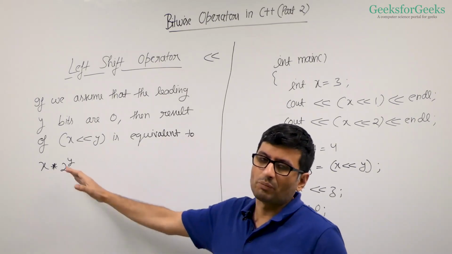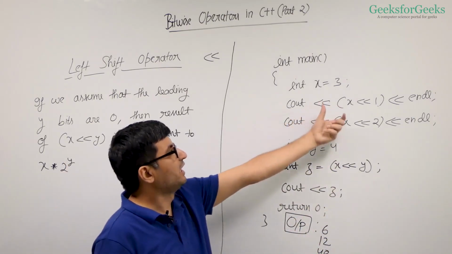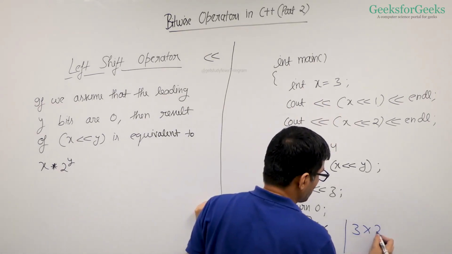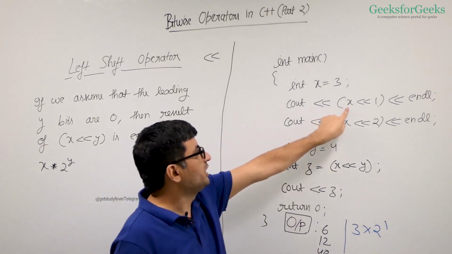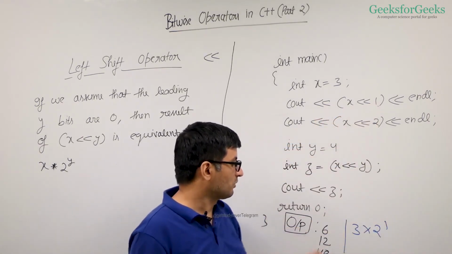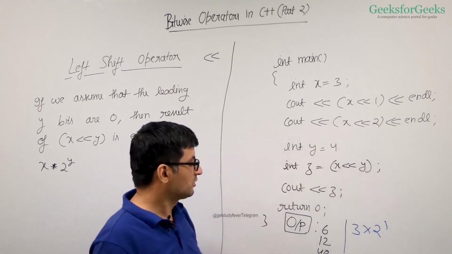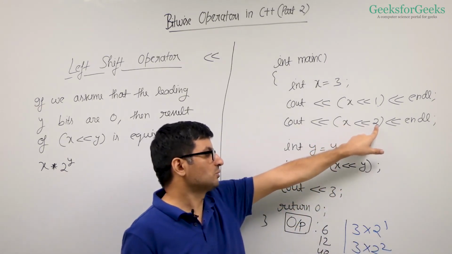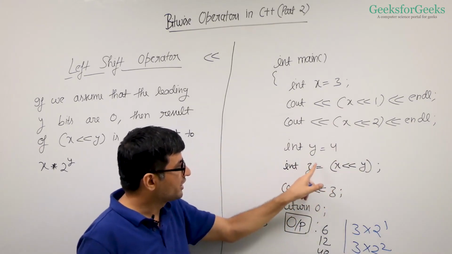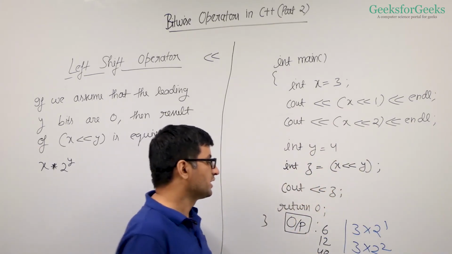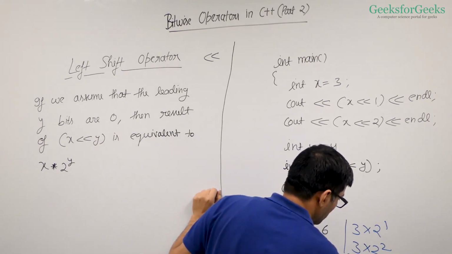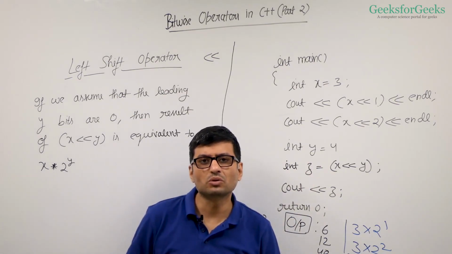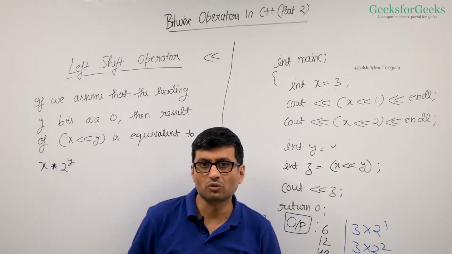Let's see this property with these examples. x left shift 1, what is it equivalent to? 6. And you can say it's equivalent to 3 into 2 raised to the power 1. x was 3 and this value was 1. x left shift 2 is equivalent to 3 into 2 raised to the power 2. x is 3 and y is 2, right? x is 3 again and y is 4, and we got 48, which is 3 into 2 raised to the power 4, because y was 4. So this expression can be used to multiply with a power of 2.